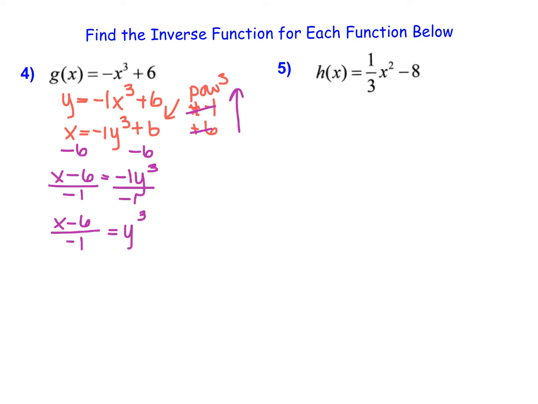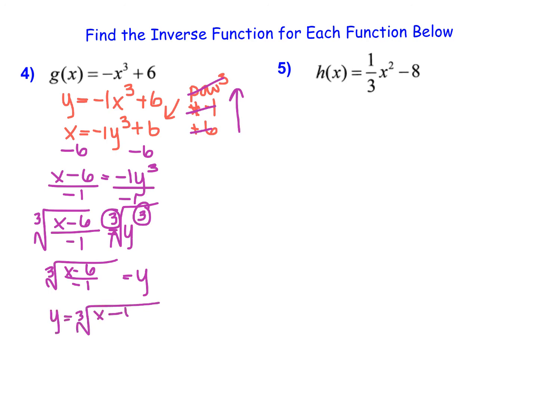And then to undo that power of 3, I need to take the cubed root of each side to undo a power of 3. Now, because this is an odd power inside of an odd root, I do not need the plus or minus like I did with the power of 4. So here I end up with the cubed root of x minus 6 over -1 is equal to y. So that would be my inverse function. And if you look very, very carefully, you will notice that this function uses the opposite operations of the original function in the opposite order.